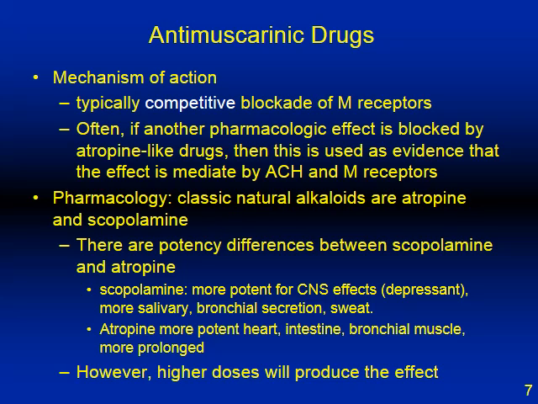In this world of antimuscarinics, the natural alkaloids we've been discussing thus far are atropine and scopolamine, and these are considered classical antimuscarinic compounds. There are some slight potency differences between the two. Scopolamine is more potent for its CNS effects, its depressant action, than atropine is, and has more salivary effect, more effect on bronchial secretions and on sweat than atropine.